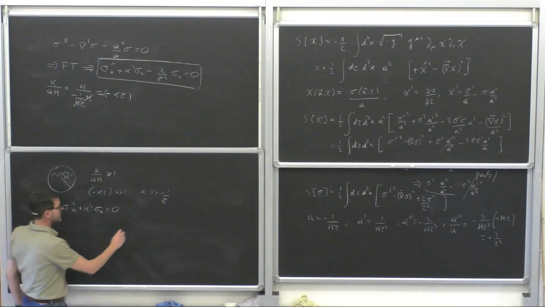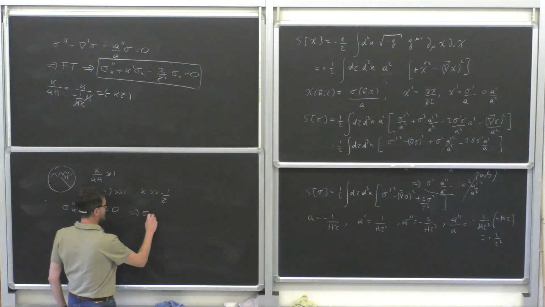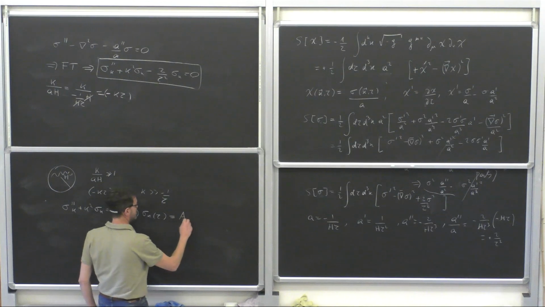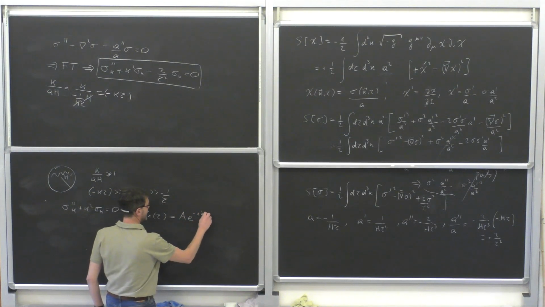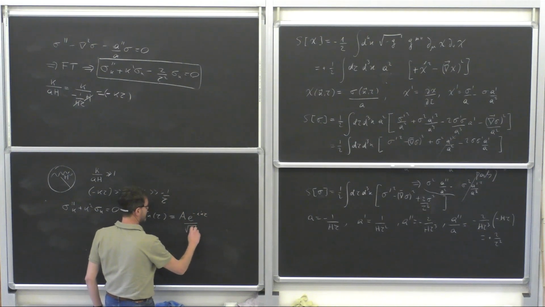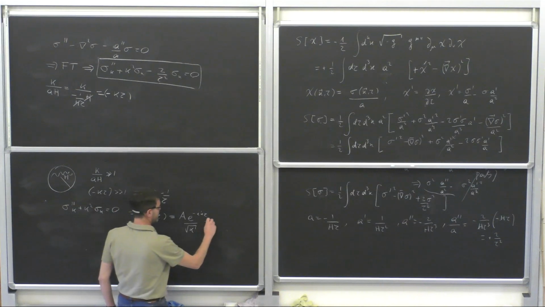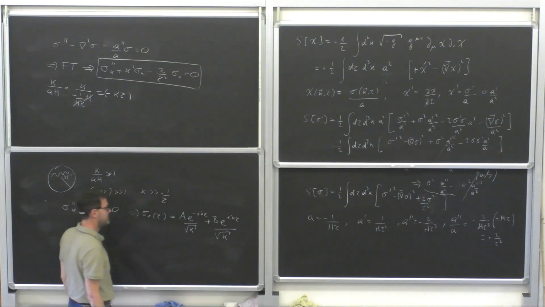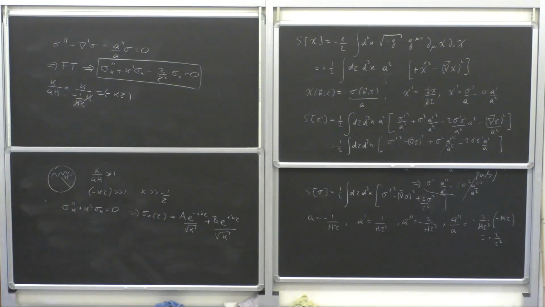And then the solution, of course, is sigma k of tau, when I'm deep inside the Hubble radius, simply equal to A e to the minus i k tau, and then by normalization I can put a square root of k, plus B e to the i k tau divided by the square root of k. Okay, it will be just a simple harmonic oscillator with ingoing and outgoing waves.